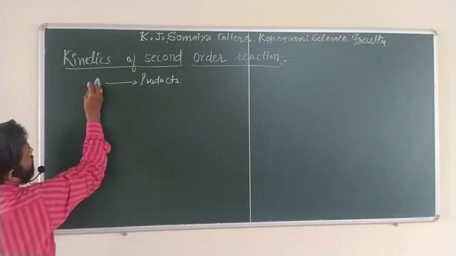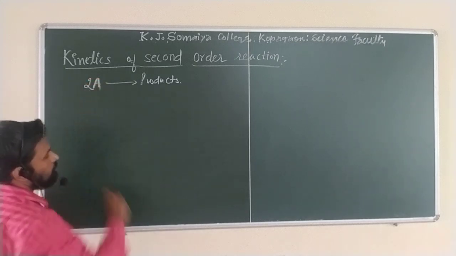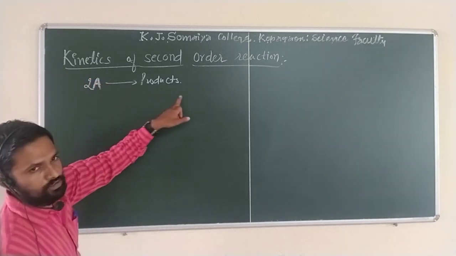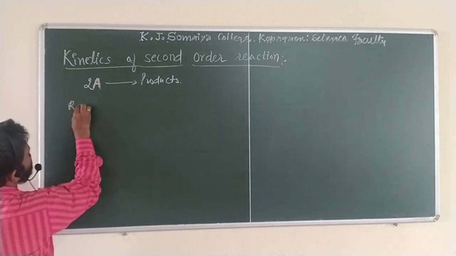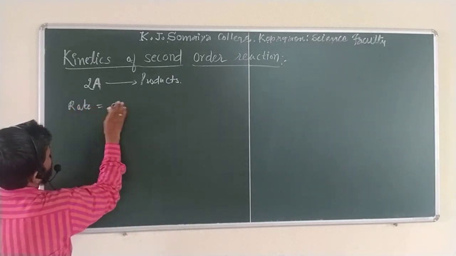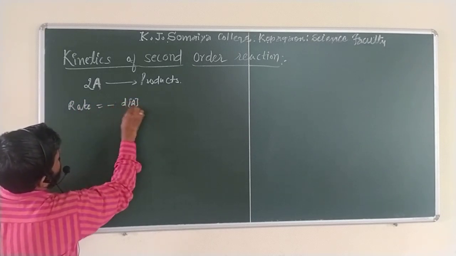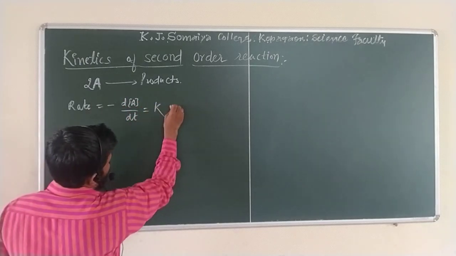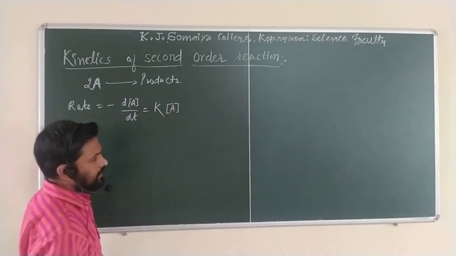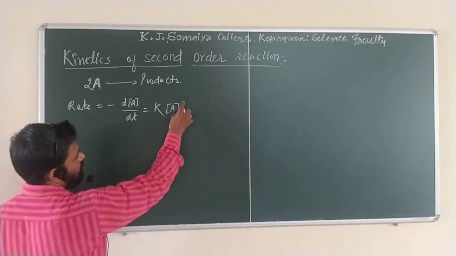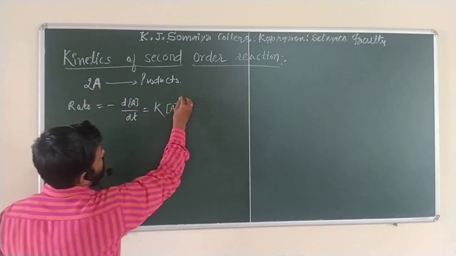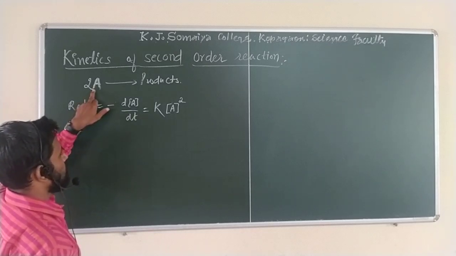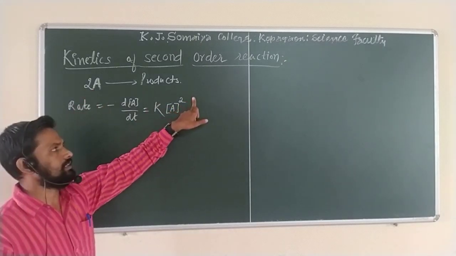So in case of second order, if 2 moles of reactive molecule A are involved in forming the product, here we can write the rate: minus dA upon dt is equal to k, the rate constant, times the concentration of reactive molecule A, according to the rate law. Now what will be the power? The power comes as 2. As we have already seen in some examples, the stoichiometric amount should come as the power of the concentration.